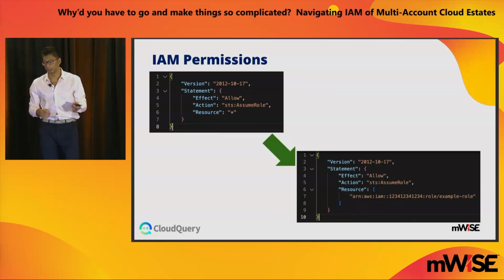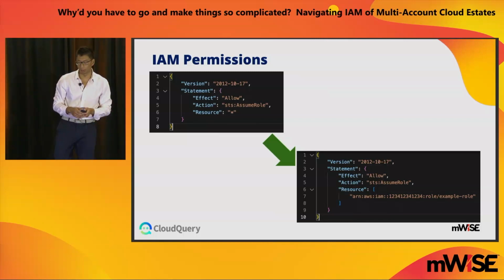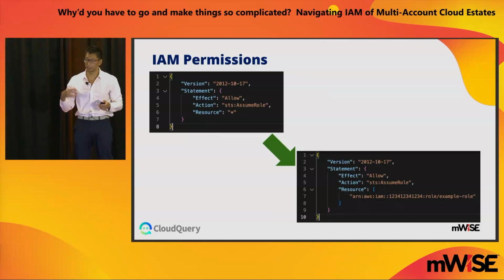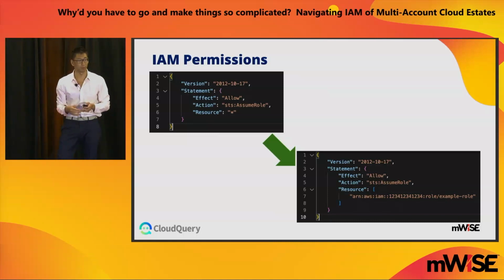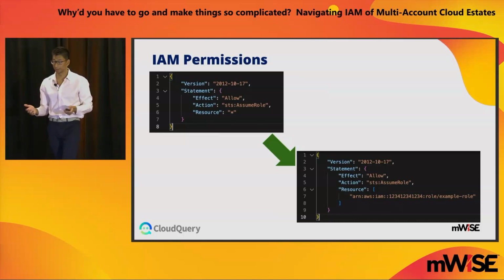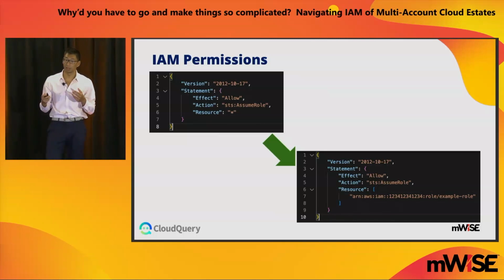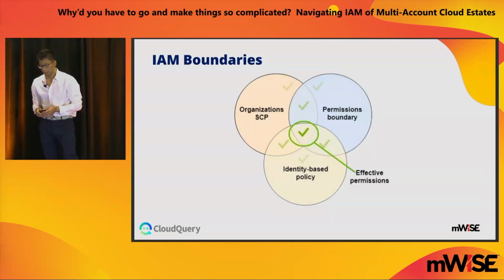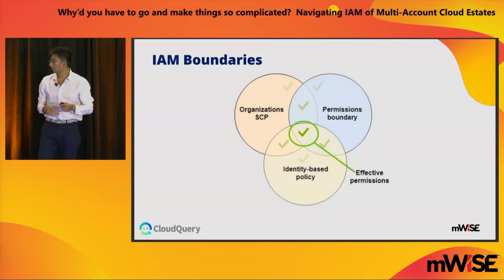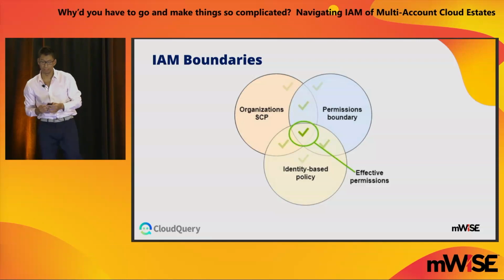On the left, we have the effect for allowing STS assume role, and on the right, we have basically only allowing assume role into one specific role itself. And these are all practices of least privilege, or also reducing the trust policy, that help reduce the risk of role chaining or improper role assumption. This graph is from AWS, talking about IAM boundaries. We talked about this a little bit earlier.